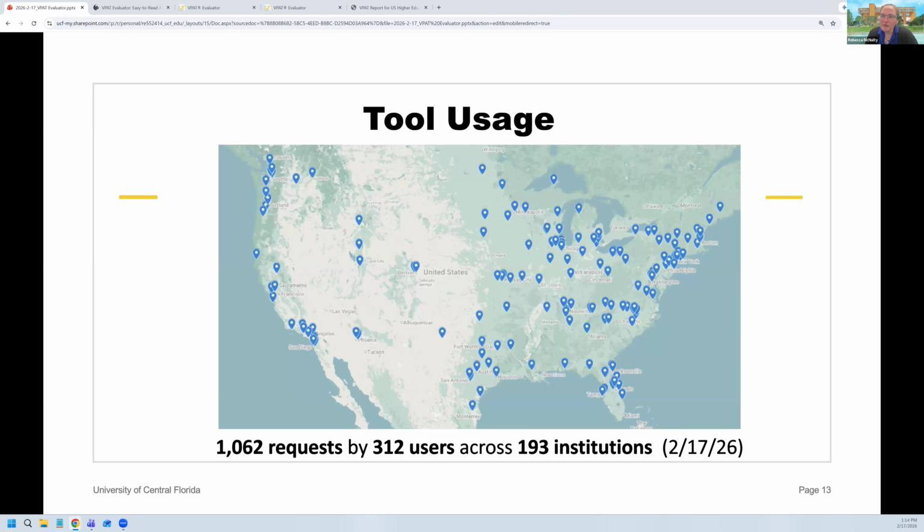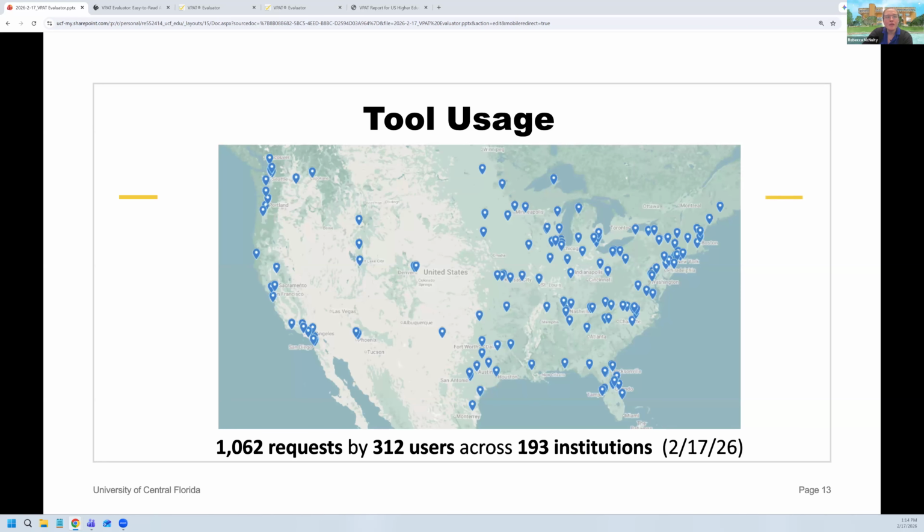Just a quick overview of our tool usage so far, because we're really proud of it. As of this morning, we've got 1,062 requests by 312 users across 193 institutions. I'm going to share some links in a second. We'll hope everyone on this call will take a second and try this out. We are desperately collecting feedback and using that to make improvements for what the next steps in that roadmap are going to look like.